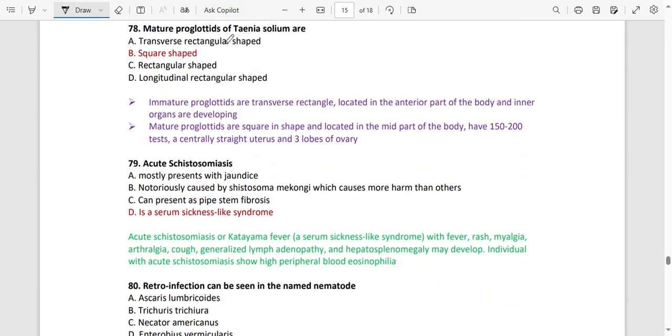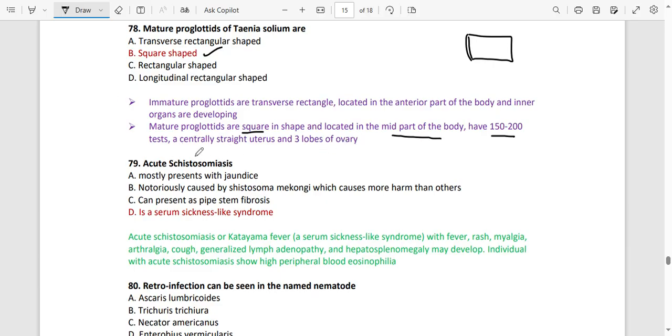Mature proglottids of Taenia solium are, remember I said Taenia solium, you have the immature and the mature. The mature ones are actually square shaped. Take note because immature proglottids are transverse rectangular, like they are bigger in this way. The immature are located in the anterior part of the body and inner organs. The mature ones are square and located in the middle part of the body. They have 150 to 200 testes, a centrally straight uterus, and 3 lobes of ovary.